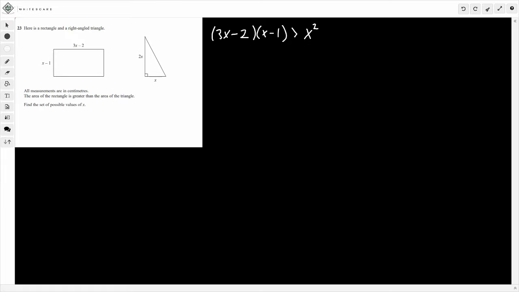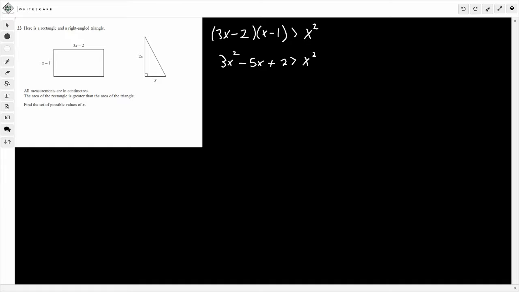So 3x times x is 3x squared. Now I'd be doing 3x times minus 1, so that's minus 3x, and I'm going to do minus 2 times x, that's minus 2x, so minus 3x minus 2x is minus 5x. So I've skipped the simplifying step here in the expansion of the bracket, but hopefully that's okay, and that gives me minus 2 times minus 1 to give me plus 2. And this is greater than x squared still.